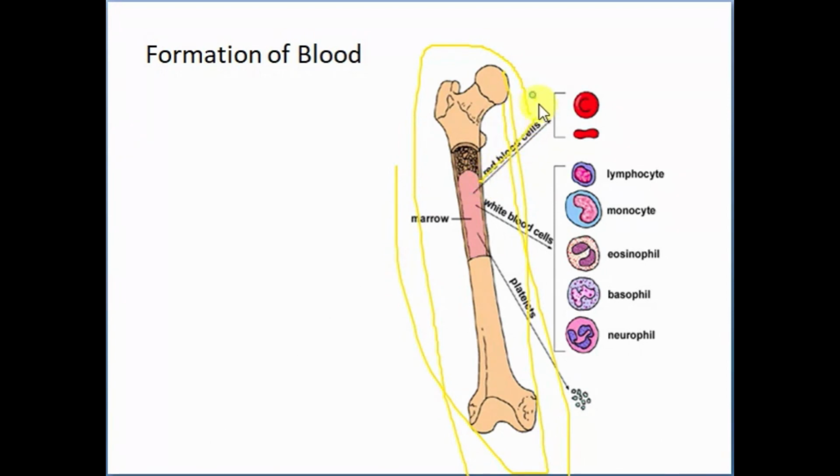So we have red blood cells, we have white blood cells, and we have platelets. In blood cells, these are the types. We have lymphocyte, monocyte, eosinophils, basophils, and neutrophils. These are the types of white blood cells. We'll discuss each of them.